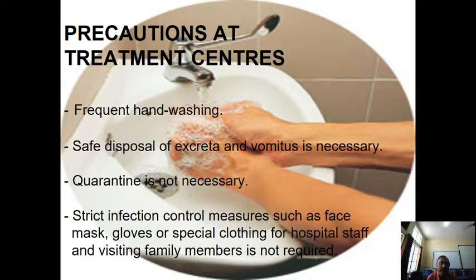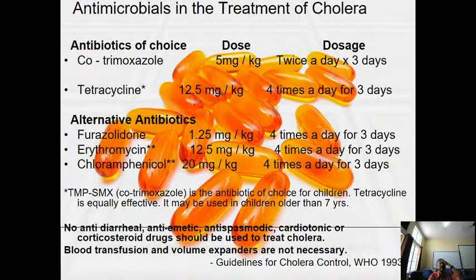At treatment centers, ensure that frequent hand washing takes place, and safe disposal of excreta and vomitus is done. Quarantine is as such not really necessary, but some places it is carried out. Strict infection control measures such as face masks, gloves or special clothing for hospital staff and visiting families are not really required. Antibiotics, we would prefer to use doxycycline or tetracycline, or alternatively furazolidone or azithromycin, erythromycin or chloramphenicol. Do not use corticosteroids. Do not, as far as possible, use antispasmodics. These are likely to create more problems. Blood transfusion and volume expanders are also not necessary.